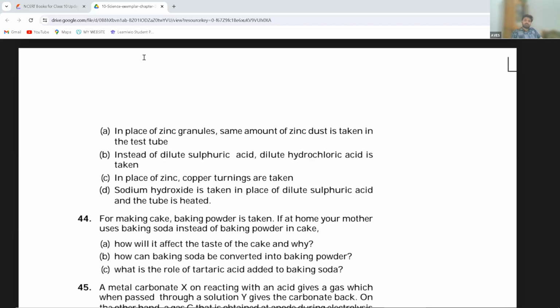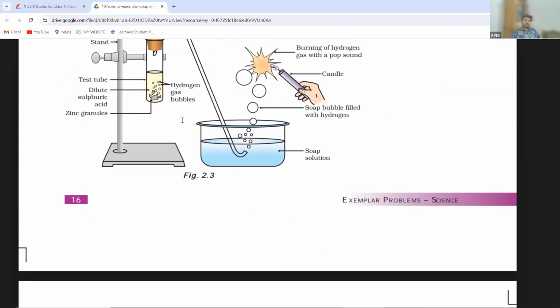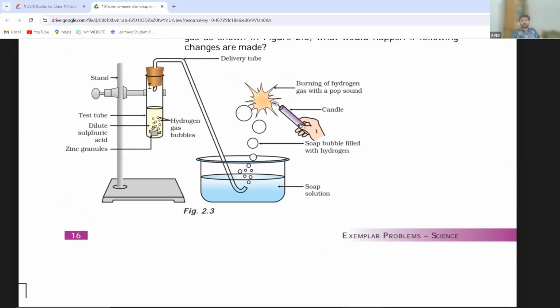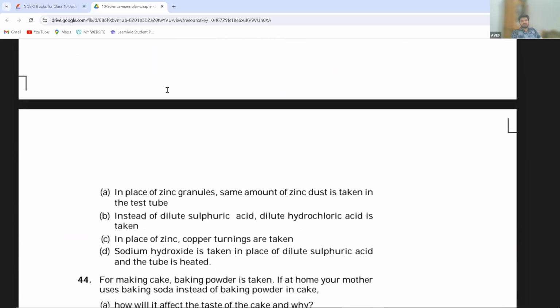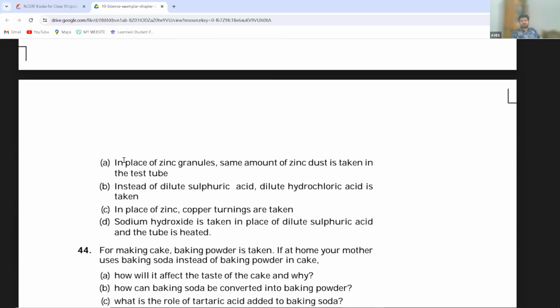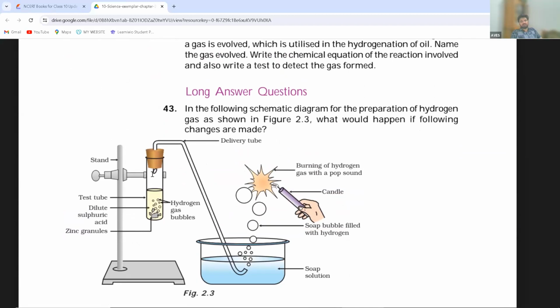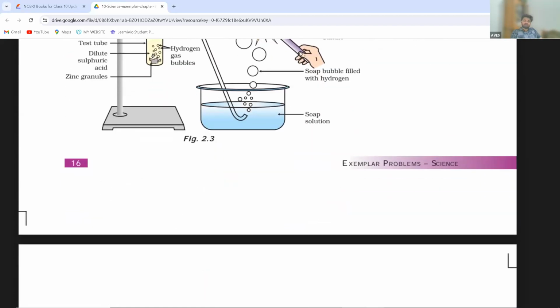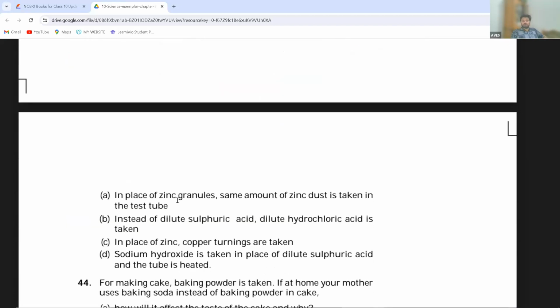Aisha, we are just studying this one, and we have done this one. We were studying the chemical properties of acids in the previous class. We have zinc granules here, added with dilute sulfuric acid, and zinc granules when added to dilute sulfuric acid give hydrogen gas. Now it is saying that instead of zinc granules, if we took zinc dust.